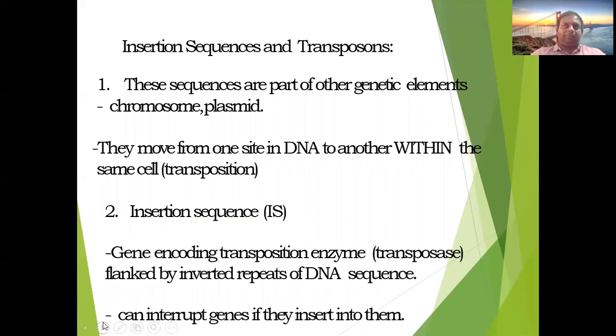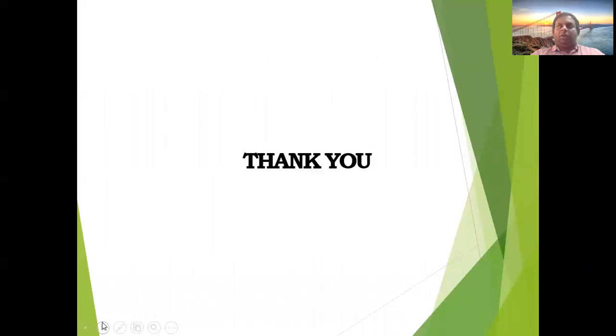There are a few other ways: jumping genes, transposons, insertion sequences. The most important thing is that this is a mode of horizontal gene transfer by which bacteria acquire, as I said earlier, resistance genes for antibiotics as well as virulence factors. An insertion sequence is a gene encoding the transposase flanked by inverted repeated DNA sequences, and can interrupt genes if inserted into them. So that's how it goes. Thank you very much.